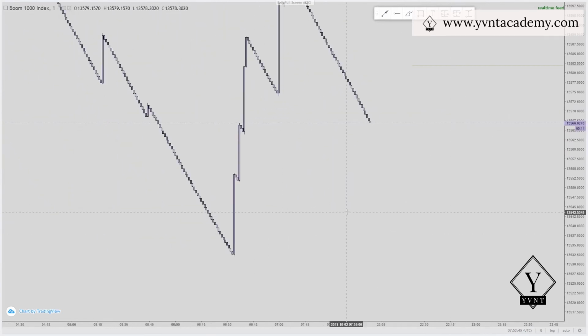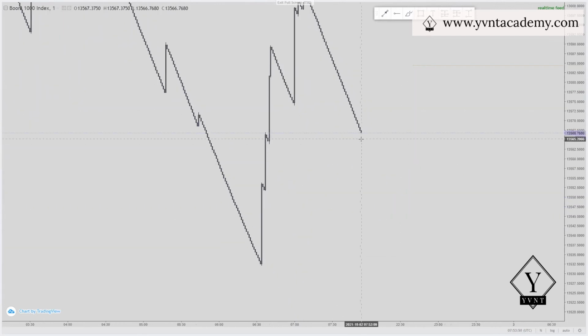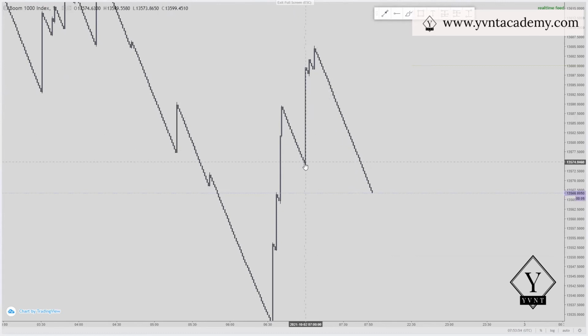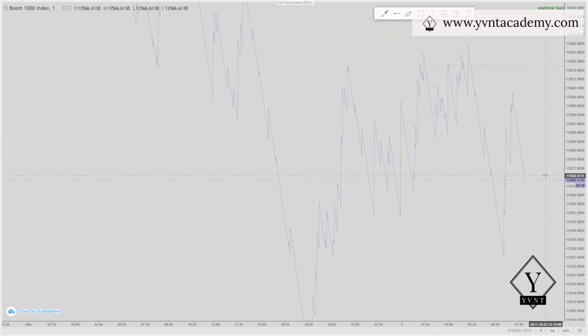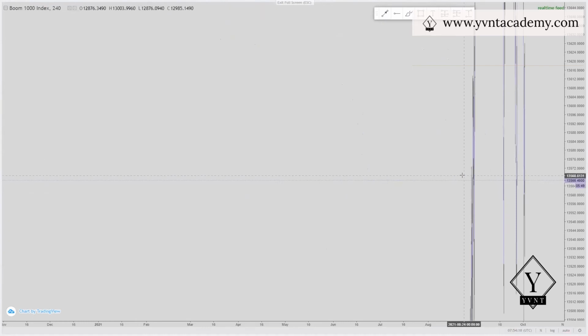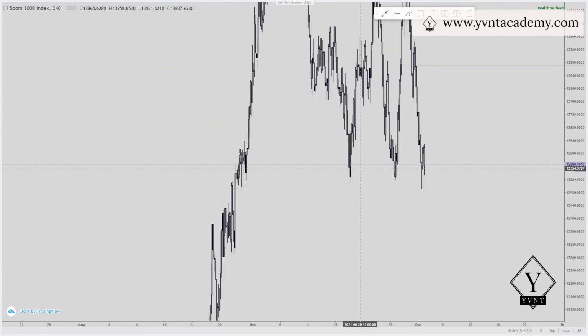Can you see? So these are the spikes to the upside. But when it goes down, it goes slowly. But when it spikes to the upside, it's just one spike, gone. It's nice moves, but you gotta be on the right side, hey? So I'm mostly comfortable taking buys on boom and sells on crash, because crash is always spiking to the downside, and boom is always going to the upside.